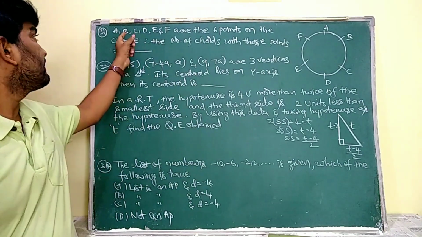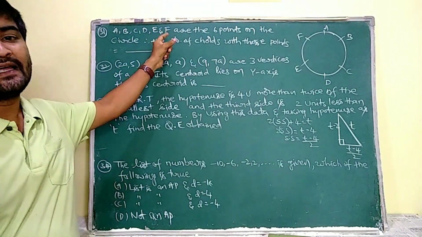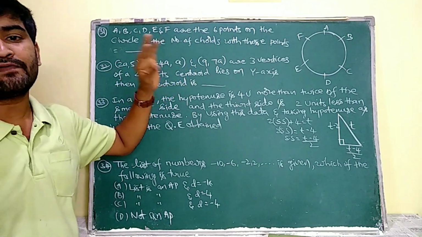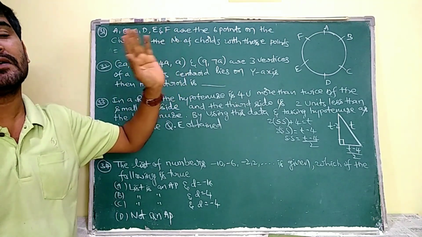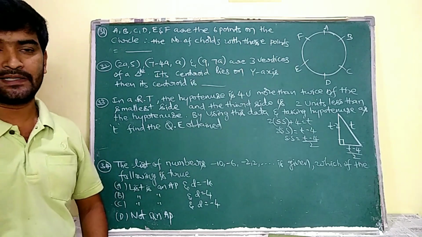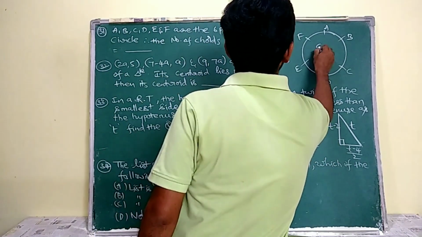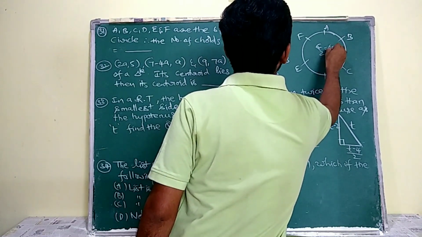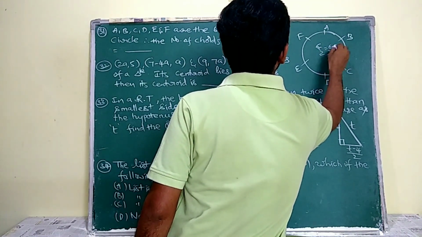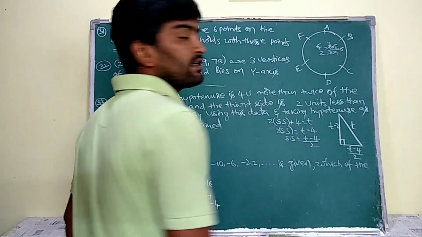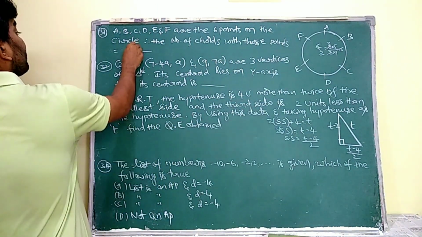See ma, here A, B, C, D, E and F are the 6 points on the circle, and he is asking you to find the number of chords that are formed by using those 6 points. For that we have one formula, that is 6C2. 6C2 means 6 into 5 by 2. 2 1s are 2, 3 5s are 15. 15 chords. The answer is 15.